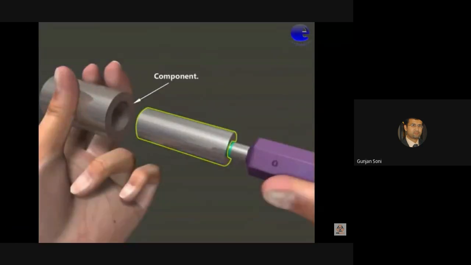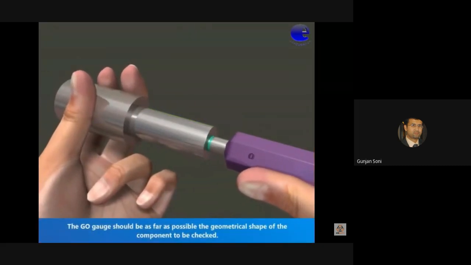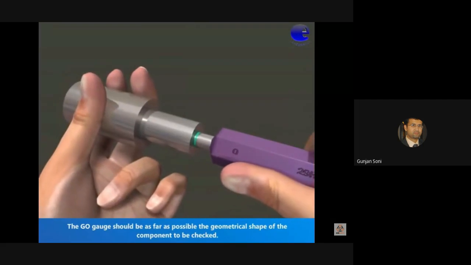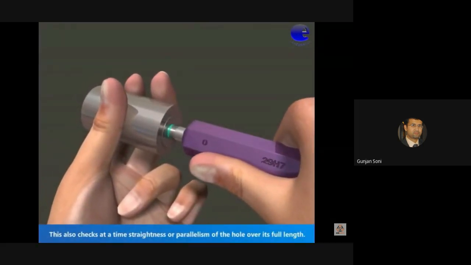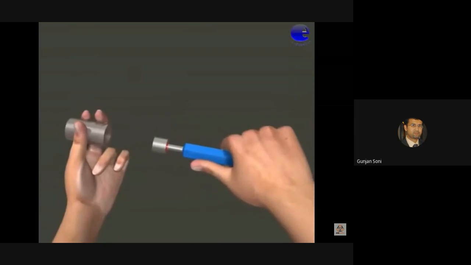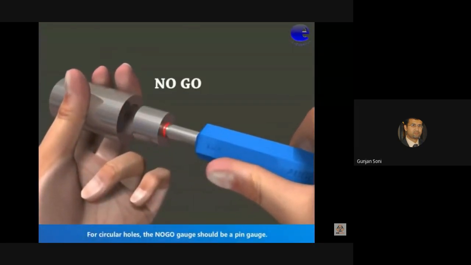Component. The go gauge should be as far as possible the geometrical shape of the components to be checked. This also checks at a time straightness or parallelism of the hole over its full length. For circular holes, the no-go gauge should be a pin gauge.